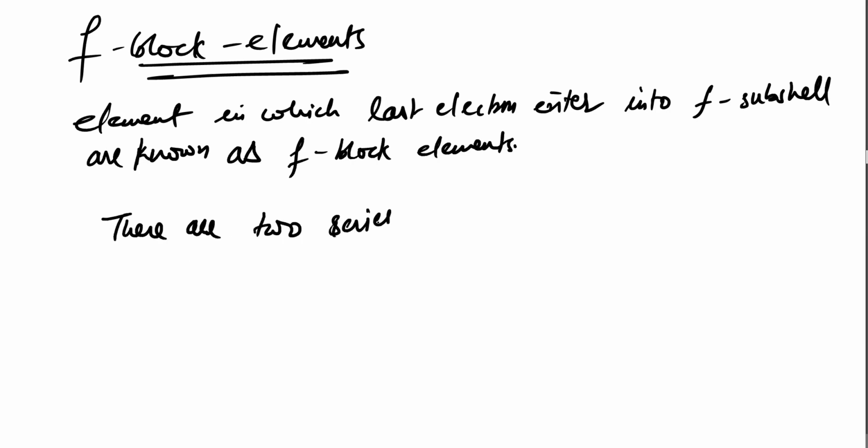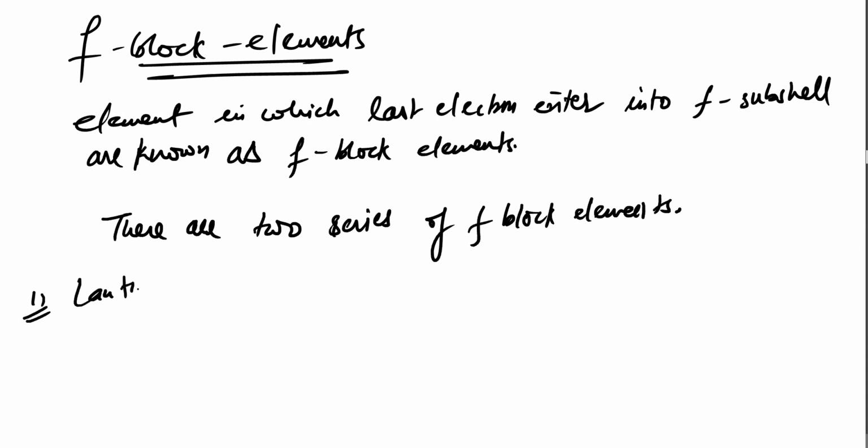There are two series of F block elements. One is the lanthanide series, and another one is the actinoid series. So please note it down. I will be coming back because there is a voice coming from background noise. So I'm just going to close the curtains. I will be coming back in 1 minute. Okay.